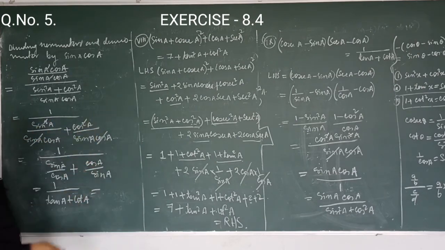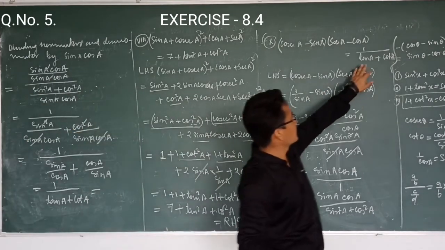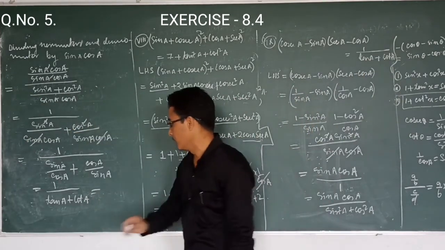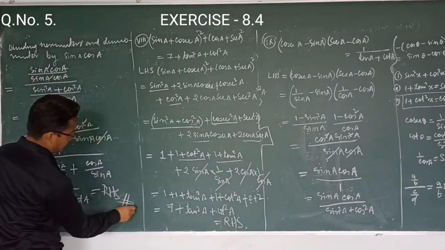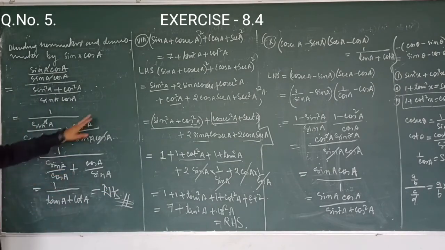So which is equal to our right hand side. Let's see that right hand side. This is our right hand side, and we get our proof. Okay, so this is question number 8.